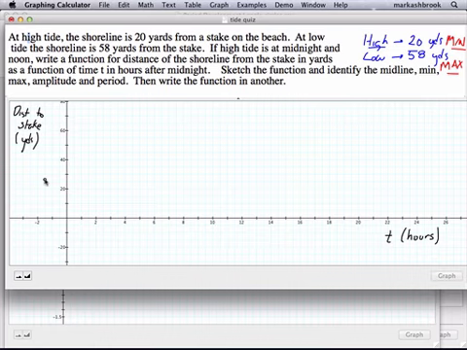High tide at midnight, is that the min or the max? The min. That's the minimum. So where is it going to start? 20, 58, somewhere in between? 20. And is the distance going to go up or down? Right. It's high tide, so the distance is the least, and then it starts to recede, so that distance will go up.